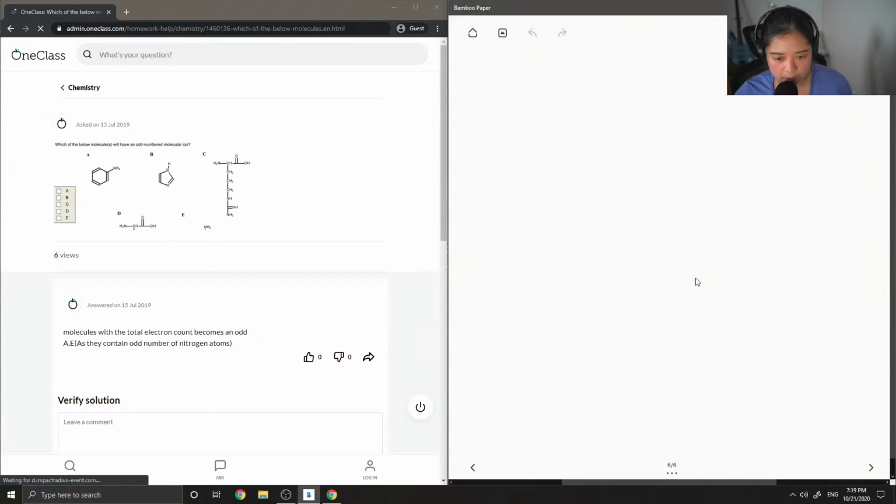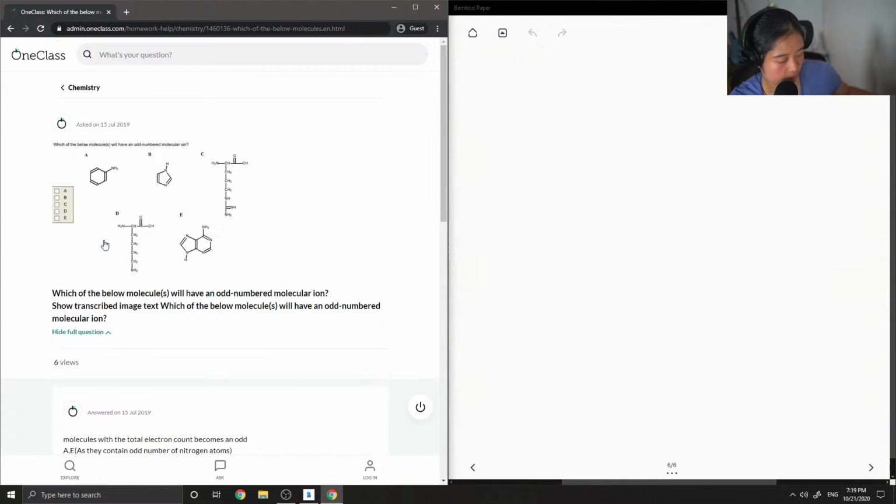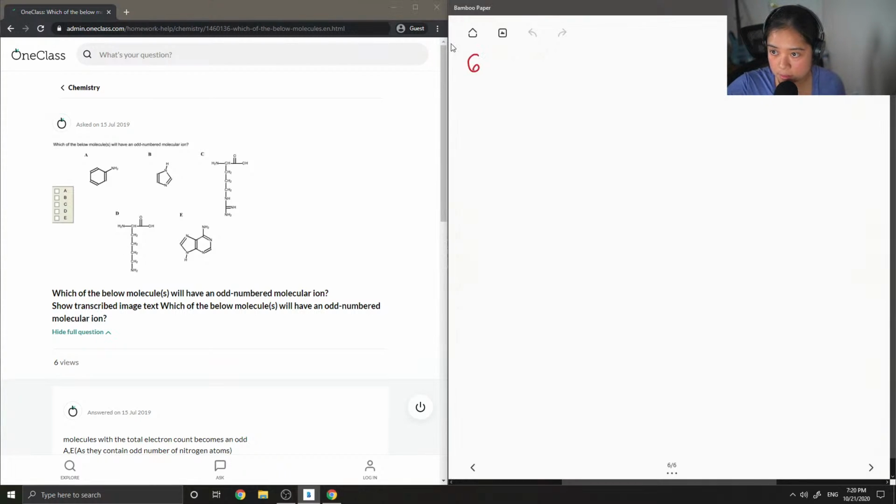Okay, so let's move on to question number 6. It says, which of the below molecules will have an odd numbered molecular ion? Okay, so this is question 6. So first, before answering this question, I'm going to write down the nitrogen rule.